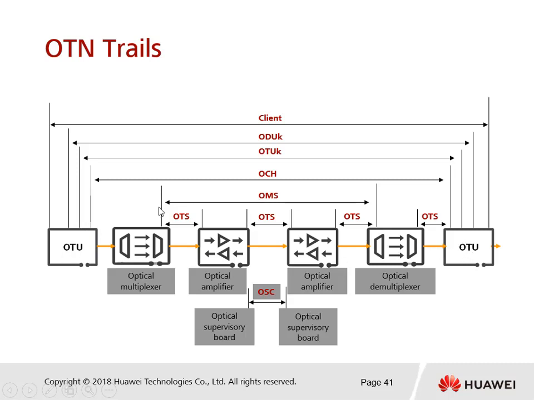For the OMS, it's between the optical multiplexer and optical demultiplexer. So in our DWDM application, the OMS will be between the M40V and D40. For the OTS, it's between the FIU to FIU. And also, if we use the optical supervisory channel, here we have the OSC signal. So let's make a conclusion. The client, ODUK, OTUK, they are the electric layer trails. For the OCH, OMS, OTS, and OSC, they are the optical layer trails.